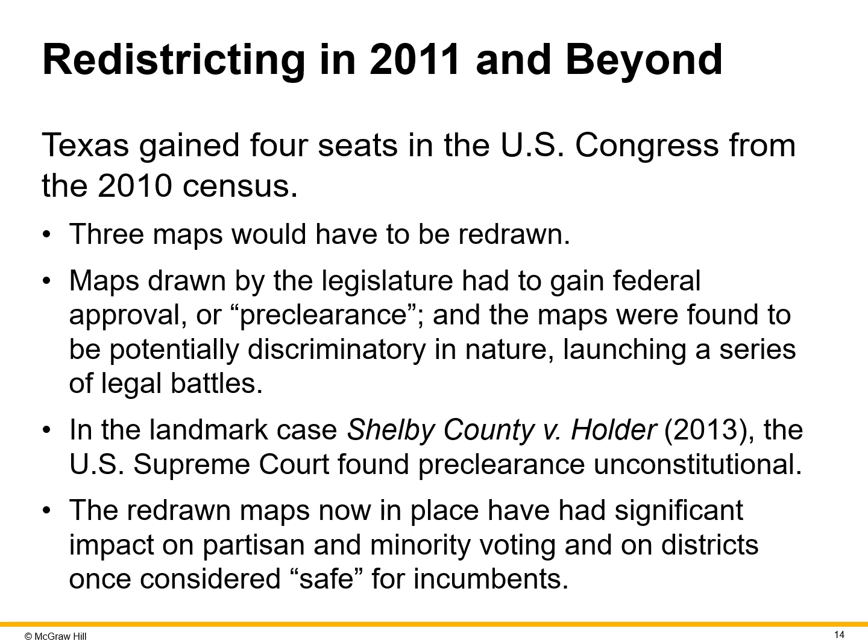The redrawn maps now in place have had significant impact on partisan minority voting and on districts once considered safe for incumbents. So what does this mean? So anytime a state legislature redraws the district, they no longer have to get federal clearance on it. They can just draw it however they want. And it's incumbent upon the voters in the state to fight the battle of whether or not they determine it to be inequitable.